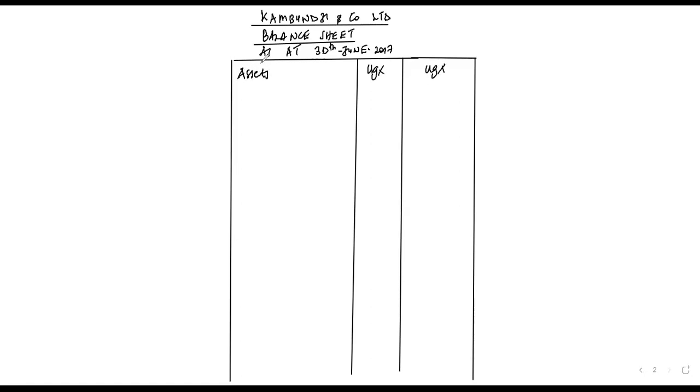So here we start with the assets. And under assets, when you are presenting the assets, we start with the non-current assets. Now, the non-current assets are those assets that were not bought primarily to be sold, but they are to be used in the business, and they are expected to be available for use to the business for a long period of time. So we start with the non-current assets.